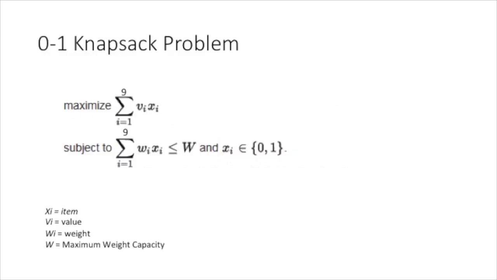First, looking at our equations, we're to maximize the summation of the value of an item subject to the item's weight given its maximum weight capacity. And again, this is the 0-1 knapsack problem, so we can either choose the item or not choose the item. We can't choose an item more than once.